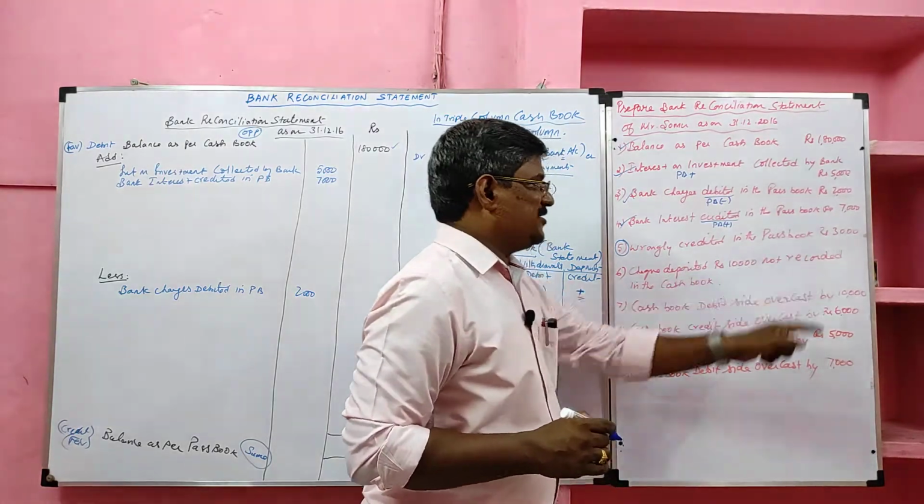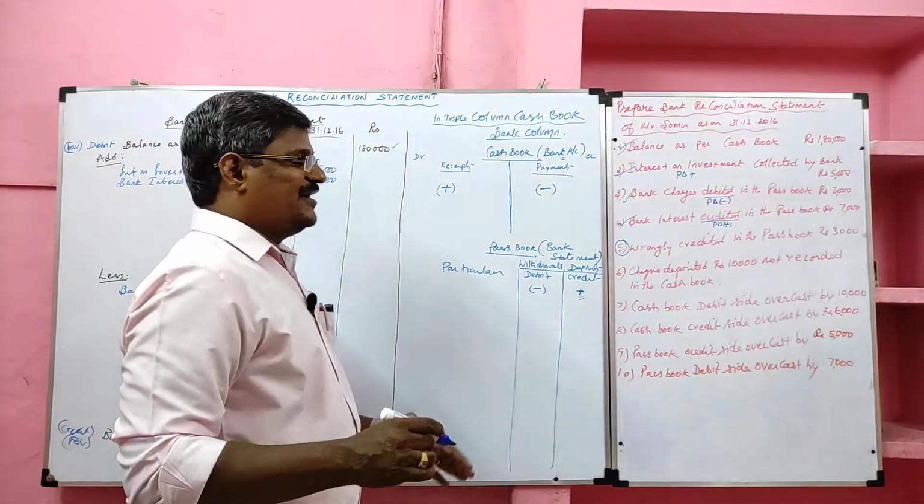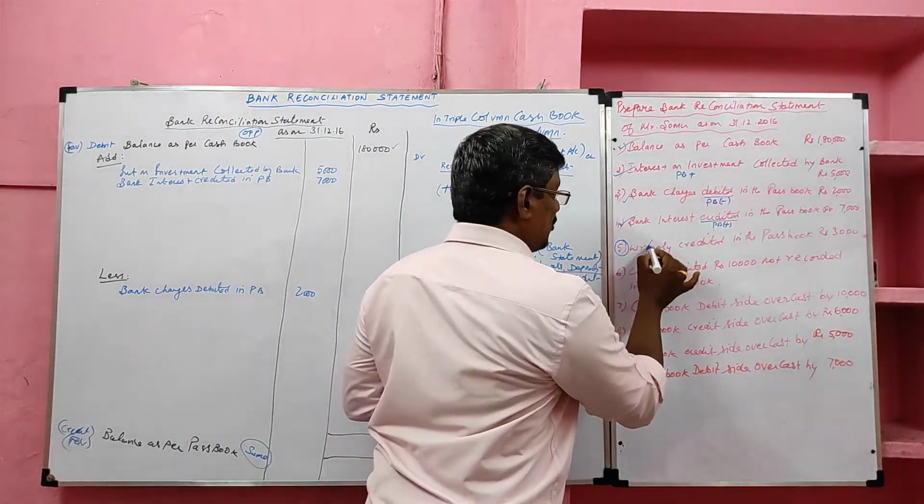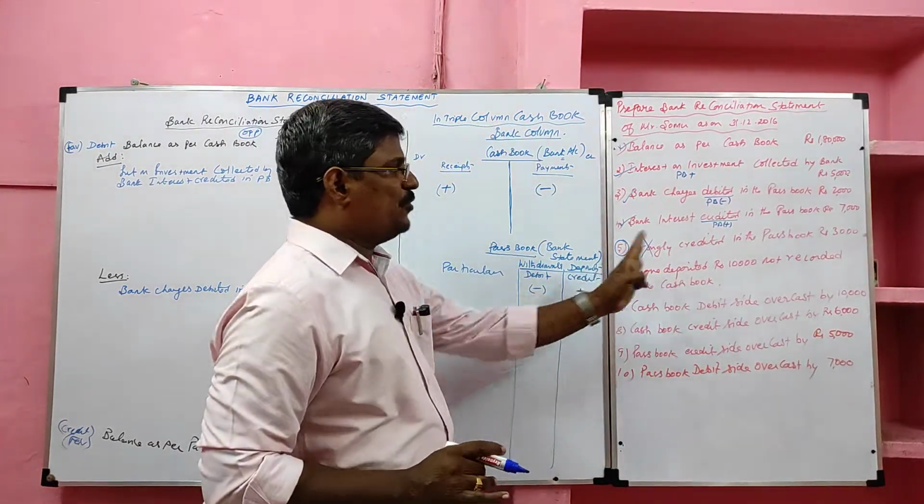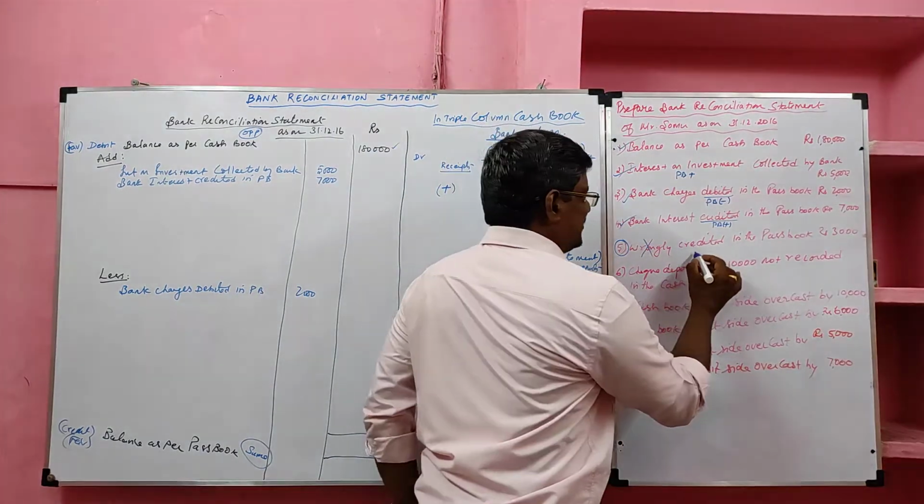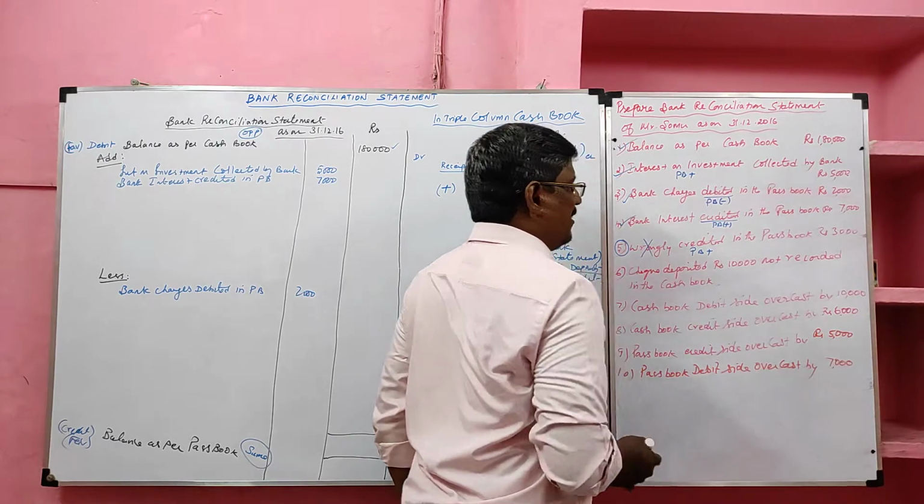Wrongly credited in the passbook. What is it? Wrongly credited. In bank reconciliation statement, we should not consider the word wrongly. So now you read without the word wrongly. Credited in the passbook. Credited means in passbook it was added. Now we have to add.